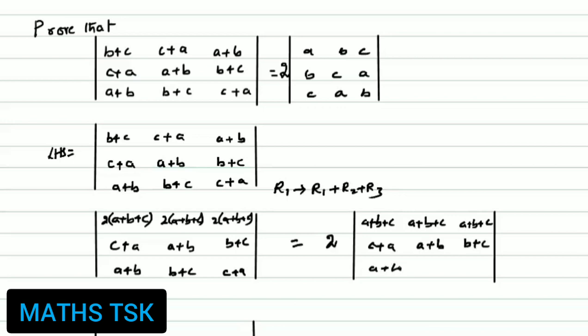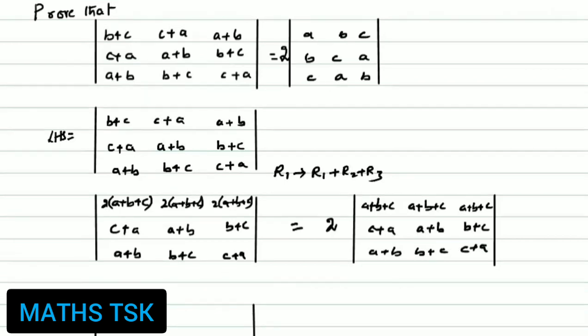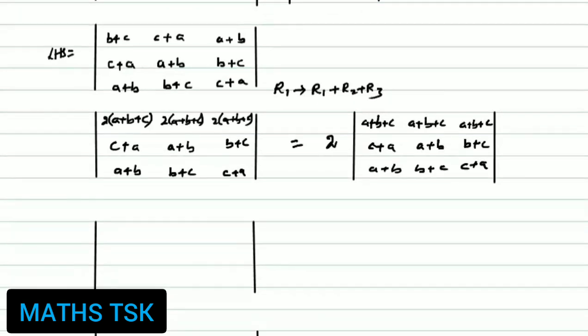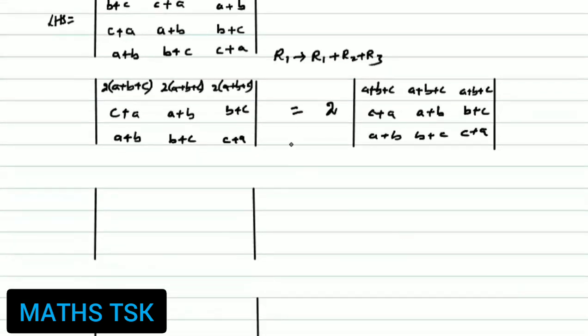Then a plus b, b plus c, c plus c. Next step, look here. I try to write like this. Without any operation, I have taken 2 common. According to the property, if k is multiplied to a row, k can be taken common.